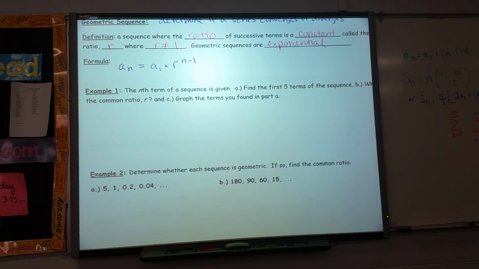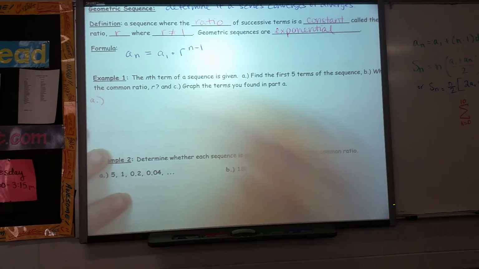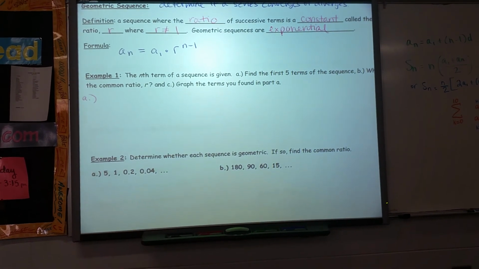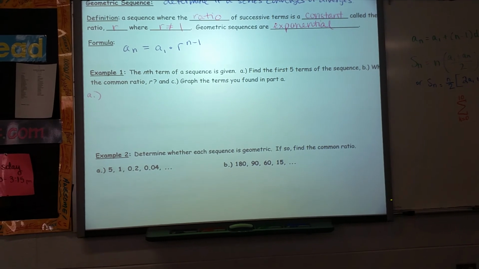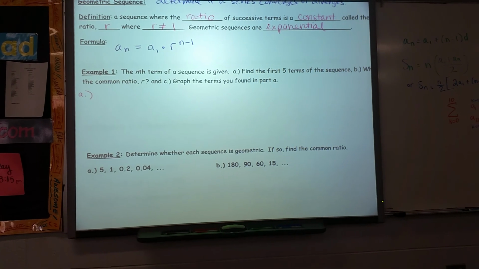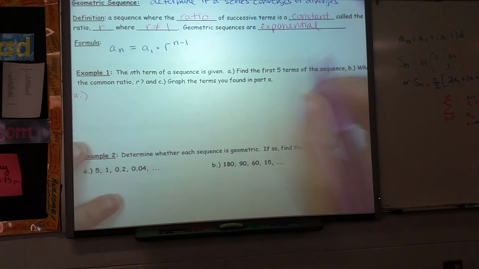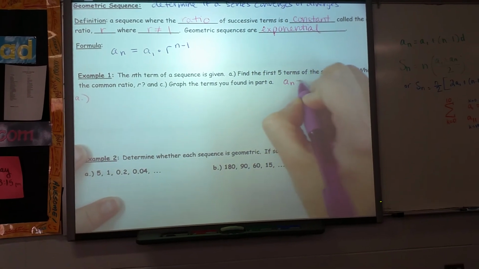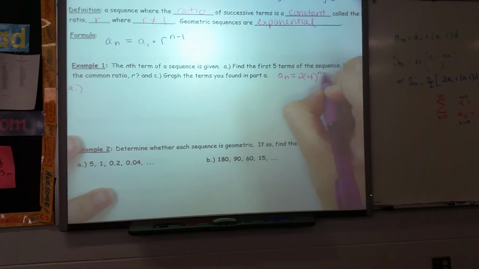Okay, example 1, you guys should have already done this. Hopefully you noticed how similar this was to what we did earlier in the week. You're going to find the first 5 terms of the sequence. Oh, I did not give that to you. Sorry. So it's a sub n equals 2 times 4 to the n minus 1.